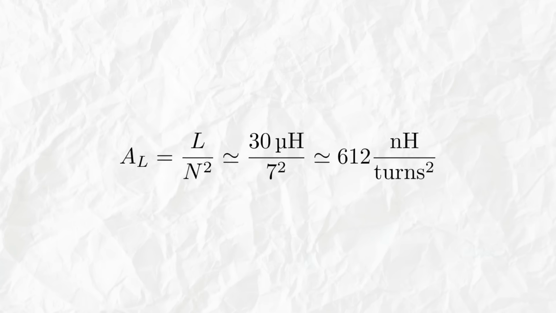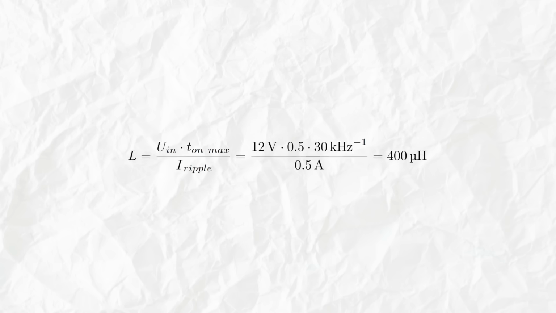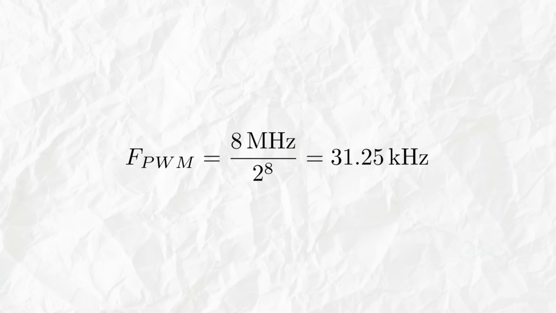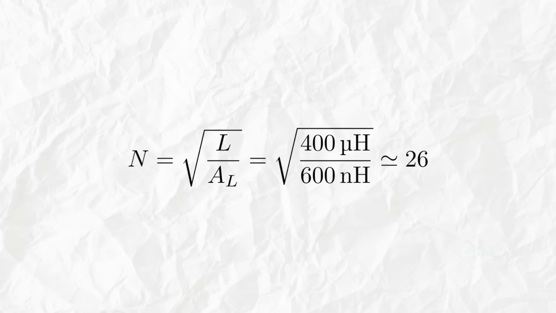And now we have to figure out what we want our inductance to actually be. We can use this formula, and so this comes out to 400 microhenries, and the reason why this is so high is because I'll have to switch at a very low frequency of about 30 kilohertz, and this is because the microcontroller only has a clock of 8 megahertz, and using a timer with an 8-bit period, it comes down to about that frequency. So now, knowing the inductance factor, we can calculate the number of turns that we need to get to the inductance that we want. That comes out to be about 26 turns.